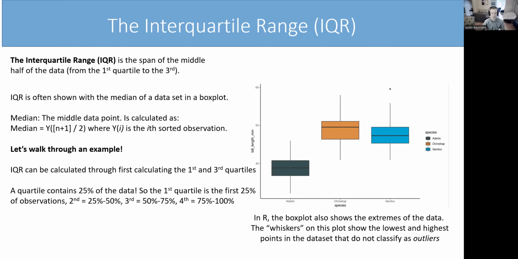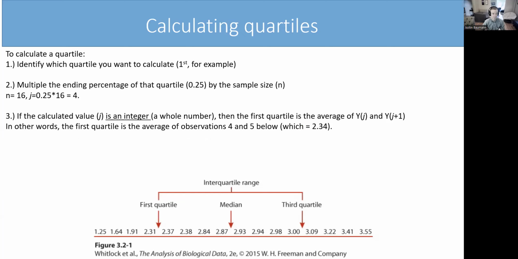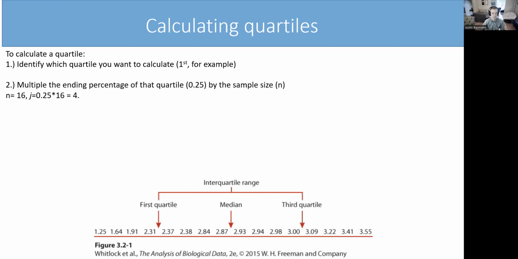You get it. We've already talked about all of this stuff, so I just wanted you to see the math on how to calculate a quartile, if you're interested. To calculate a quartile, you identify which quartile you want to calculate. Let's say we want to calculate the first quartile. We will then multiply the ending percentage of that quartile, which is 0.25, by the sample size n. So if we have a sample size of 16, and the quartile we're looking for is the first one, we multiply by 0.25, and that equals 4.